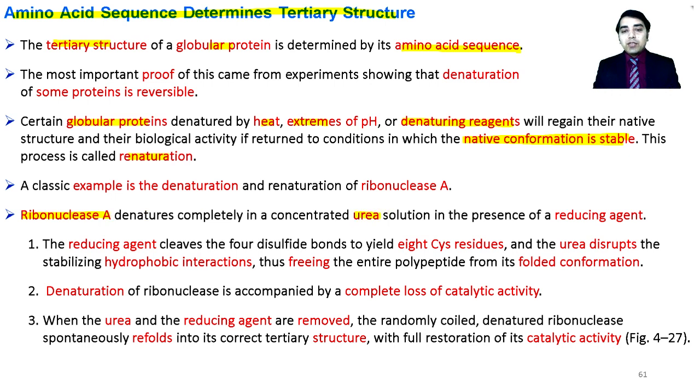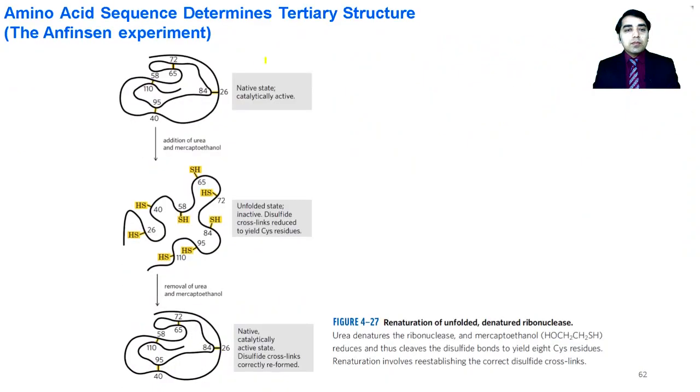Whenever we add urea solution to ribonuclease A, all its disulfide bonds are reduced and it loses its activity and structure. When this reducing agent was removed, the restoration of its activity was achieved. We can see this example in which ribonuclease A was treated with urea and all its disulfide bonds were reduced, and after the urea was removed, it achieved its structure back.